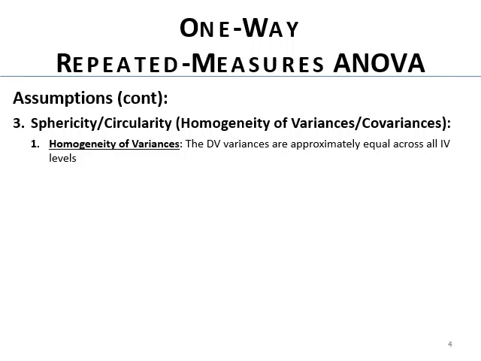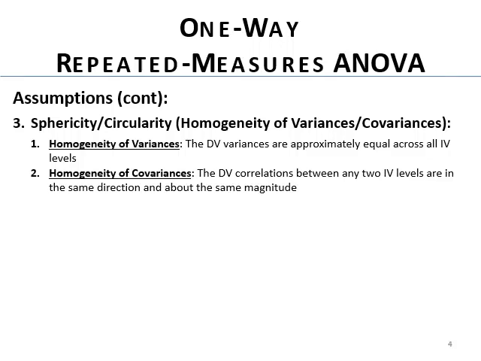So homogeneity of variance you're familiar with. That's when the spread of scores is approximately equal across all IV levels. So the spread's about the same. That's old hat. There's the new part. Homogeneity of covariances is the second part of the sphericity assumption. And that is that if you correlate any 2 levels of the DV between any 2 levels of the independent variable, you get about the same size and magnitude of correlation as any other 2 levels. So the relationship between any 2 levels happens to be similar.